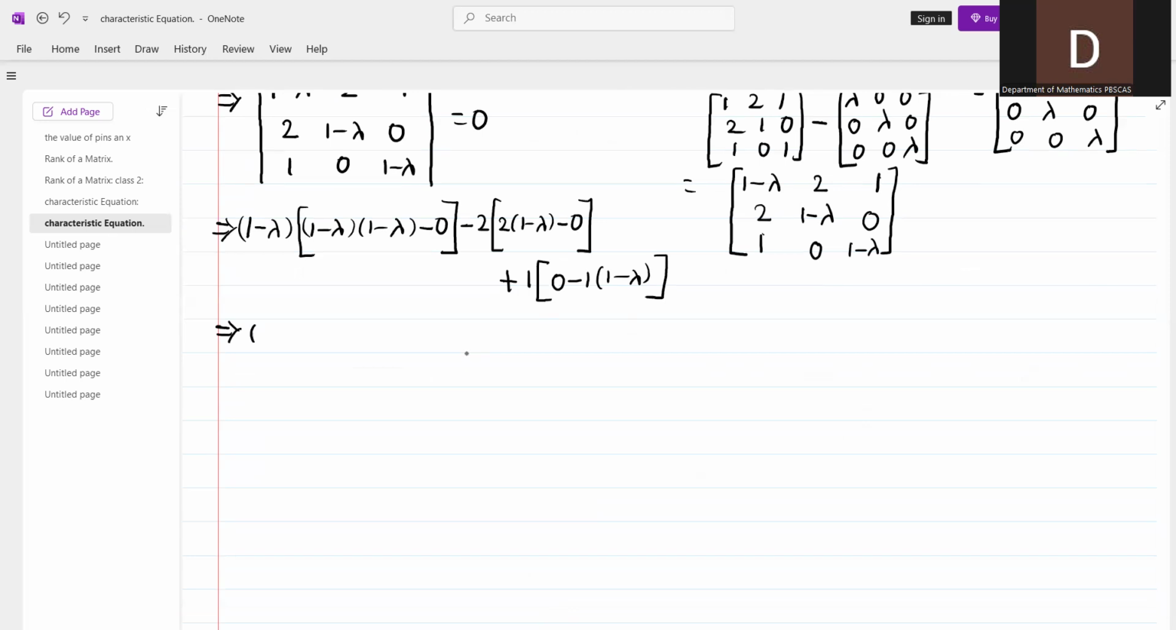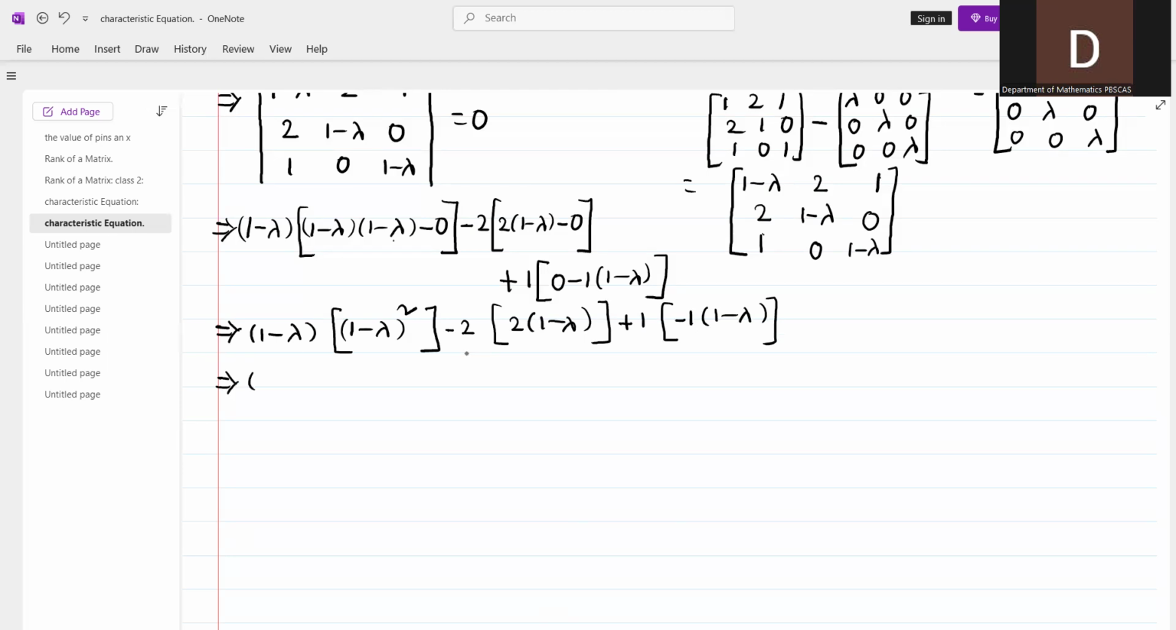Be careful, this is a very, very important calculation. So 1 minus lambda into 1 minus lambda, 1 minus lambda whole square. Okay, minus 2 into 1 minus lambda, plus 1 into minus 1 into 1 minus lambda. And the next step, write the same 1 minus lambda.